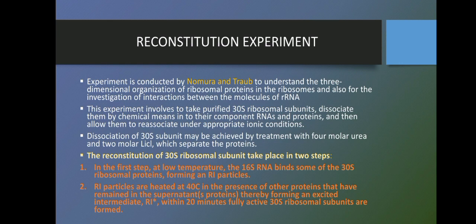The dissociation is brought about by treatment with 4 molar urea and 2 molar lithium chloride, which separate the proteins. The reconstitution takes place in 2 steps. In the first step, at low temperature, 16S ribosomal RNA binds to some of the 13S ribosomal proteins, forming a reconstitution intermediate particle, the RA particle. In the second step, RA particles are heated at 14 degrees Celsius in the presence of other proteins found in the supernatant, forming an excited intermediate. Within 20 minutes, fully active 13S ribosomal subunits are formed.